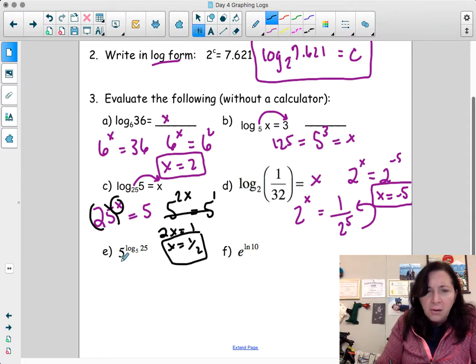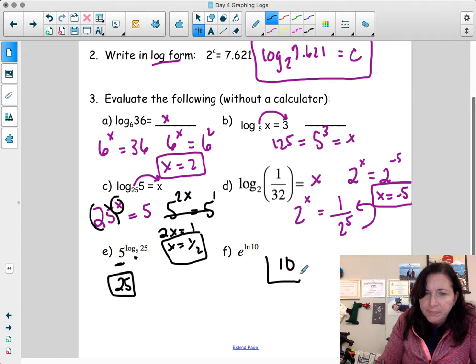For this problem, remember in the last video, we talked about if my bases here are the same, my answer is 25. And in this problem here, you have the bases. E to the ln power is just 1. 1 times 10 is 10.